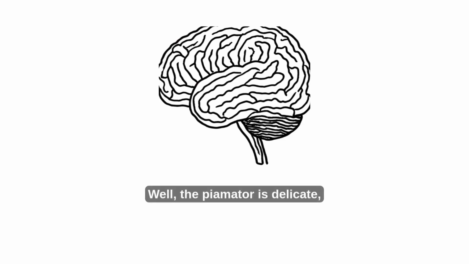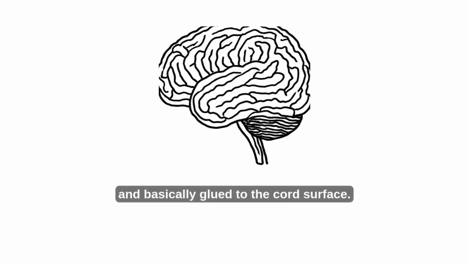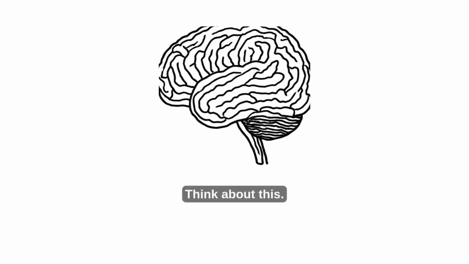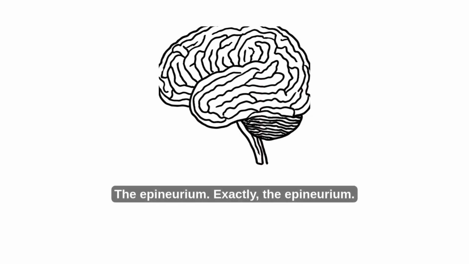Well, the pia mater is delicate, super vascular, and basically glued to the cord surface. The dura is this thick, dense, fibrous connective tissue. And mechanically, the reason it's so key is its continuity. Think about this. The wrapping around every single peripheral nerve. The epineurium. Exactly, the epineurium. It's directly continuous with the spinal dura mater.